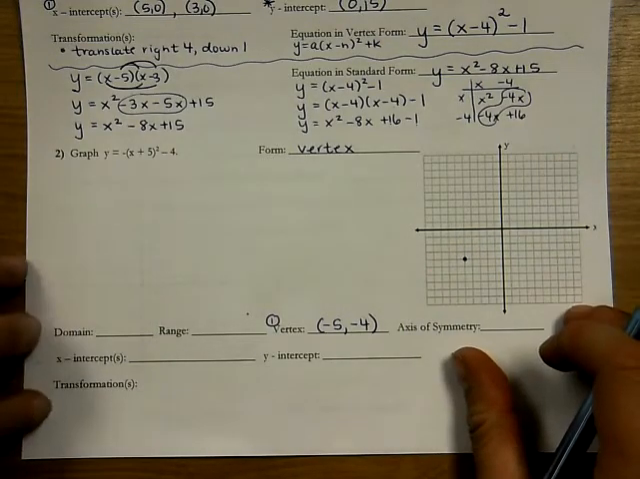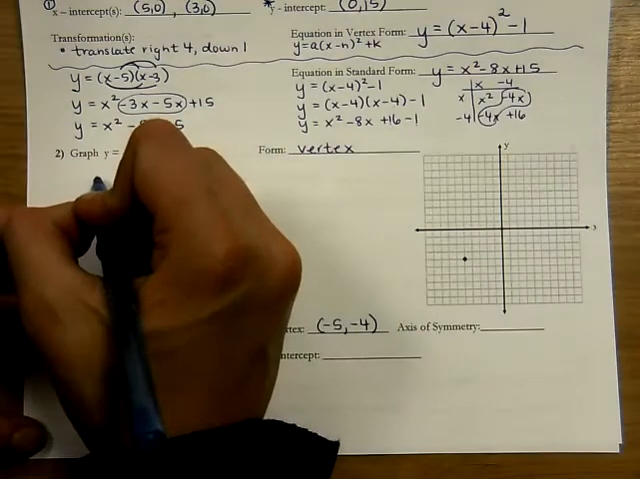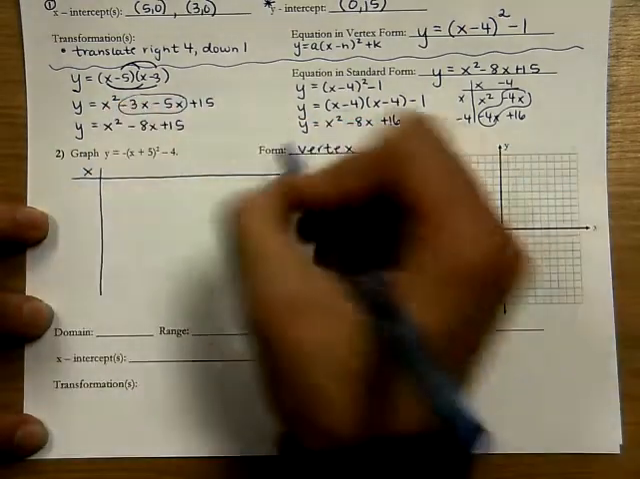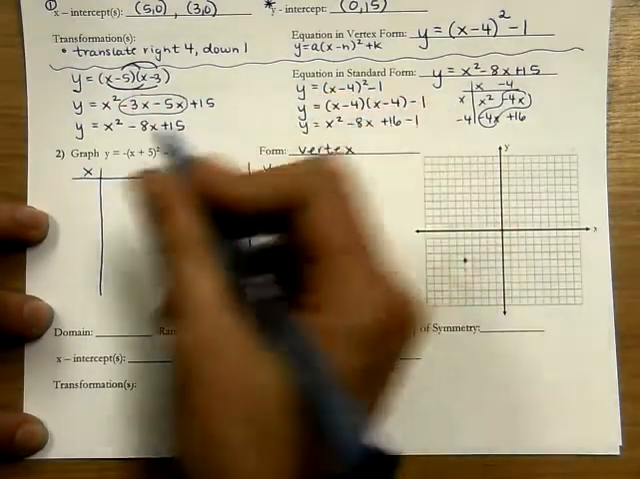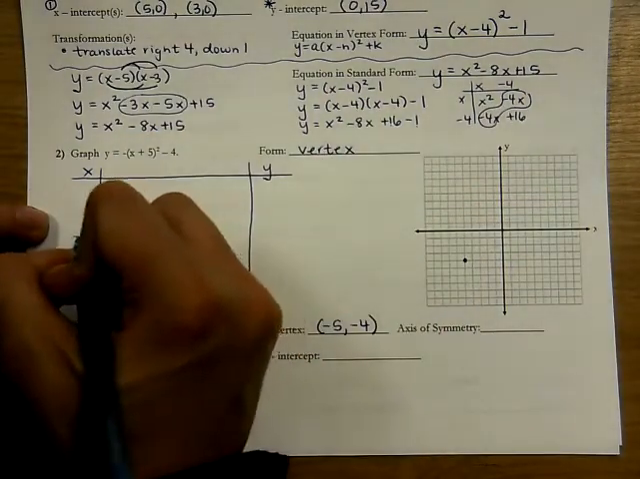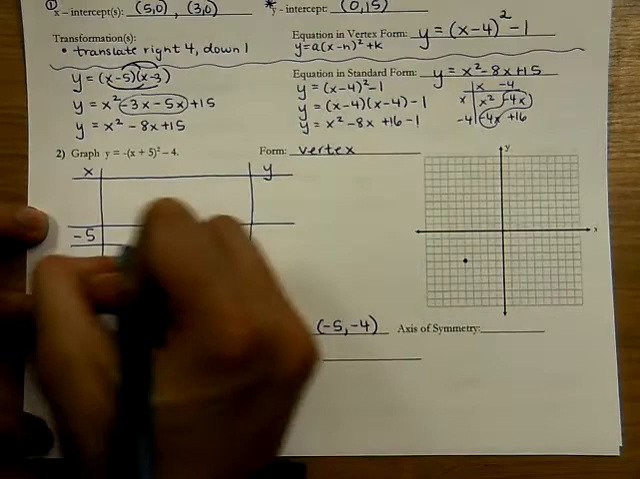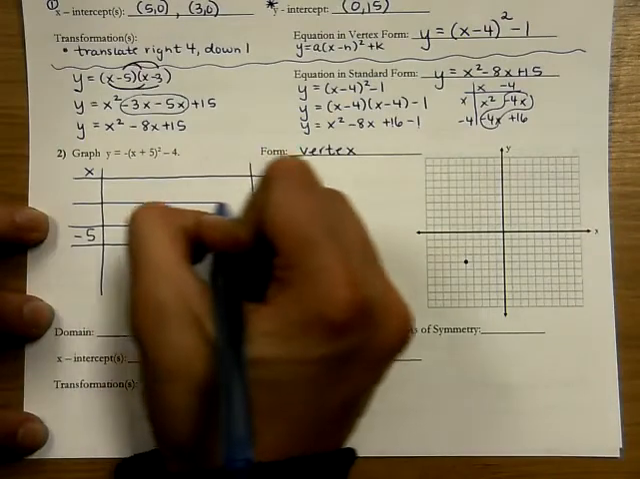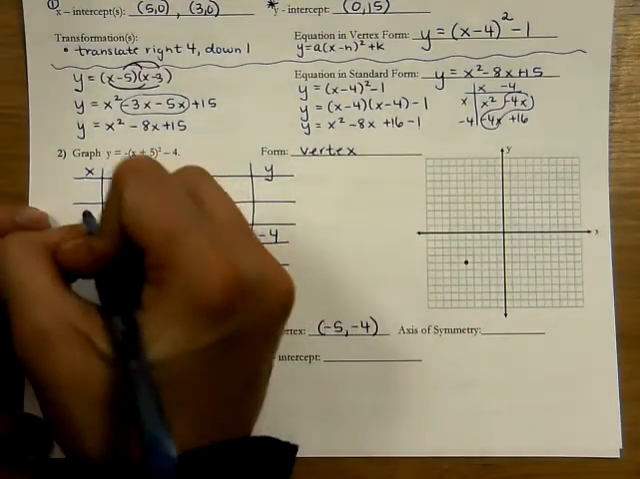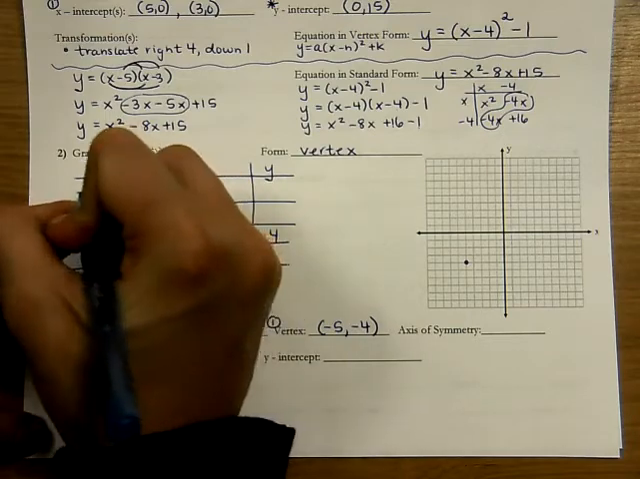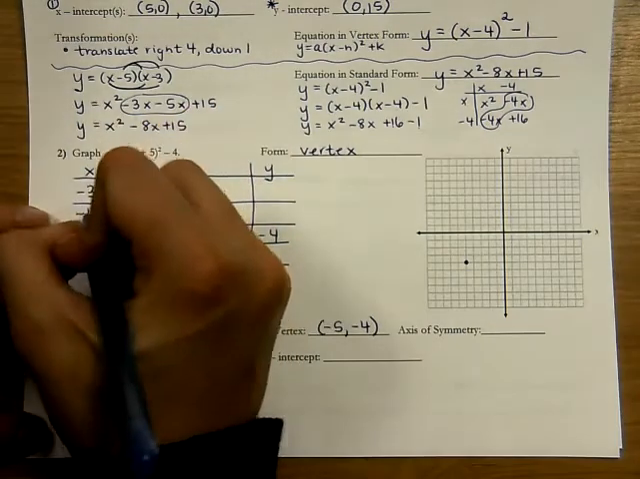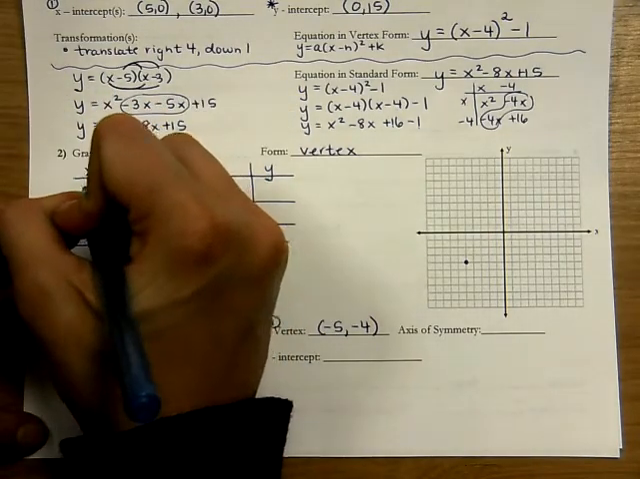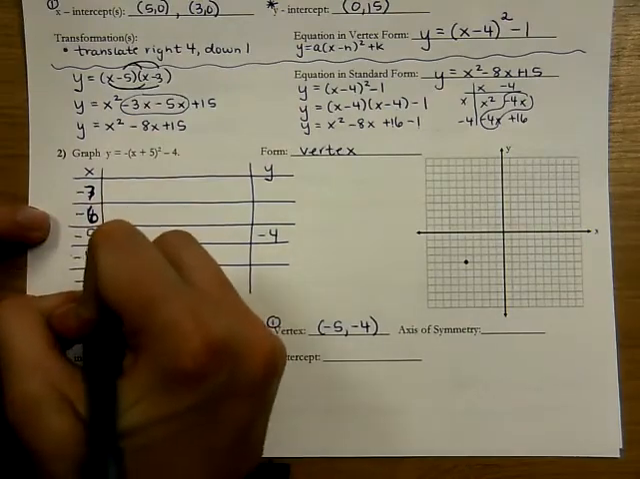Now, I've got to get the rest of the shape of the parabola. To do that, I'm going to make a table. Here's my x. Here's my y. In the middle of my table, I'm going to put my vertex, negative 5, comma, negative 4. I don't need to do any work in there. I already know the vertex. But then I'm going to go above and below, or to the left and to the right. So to the left would be negative 4, negative 3. To the right, oh, I'm sorry, no, it would be negative 6 and negative 7, and then negative 4 and negative 3.